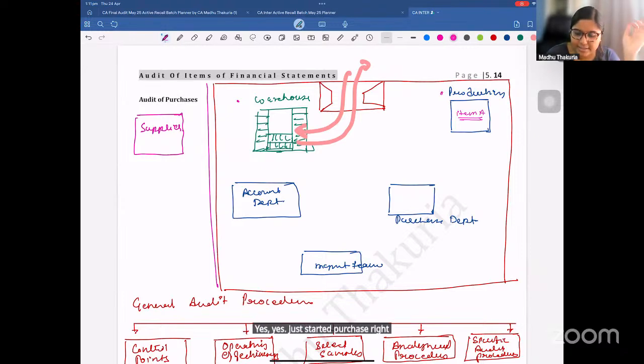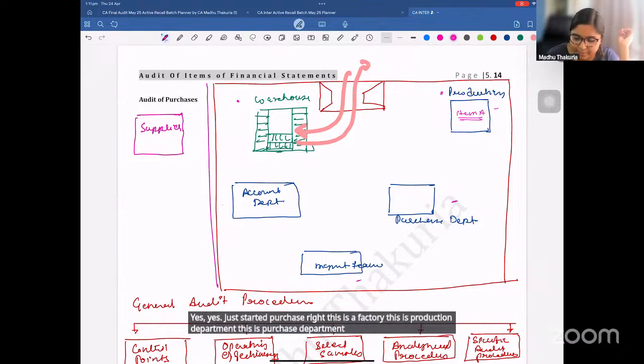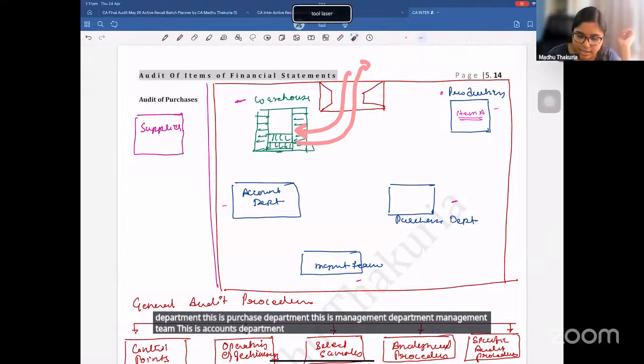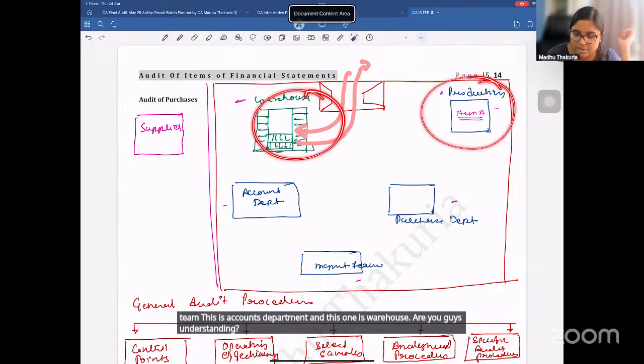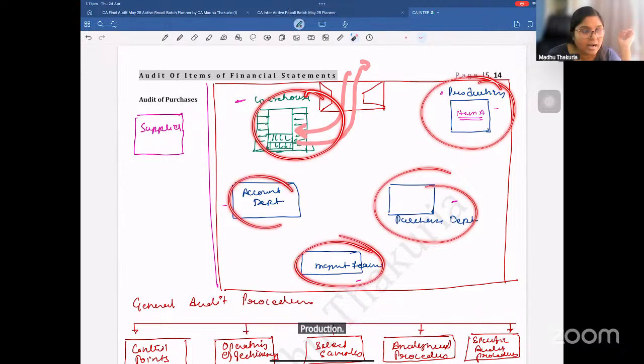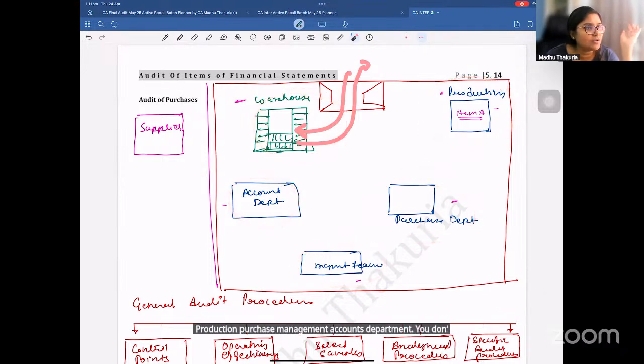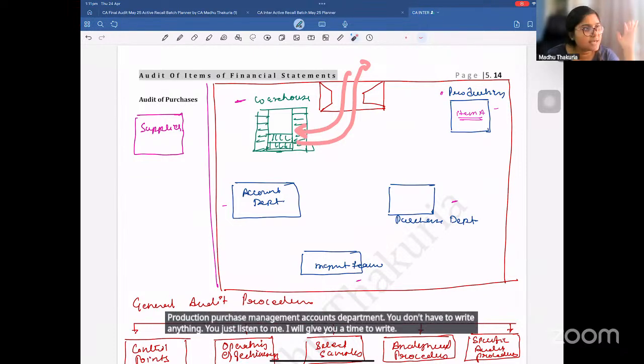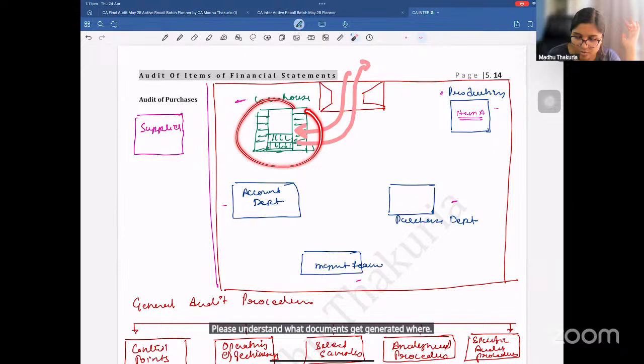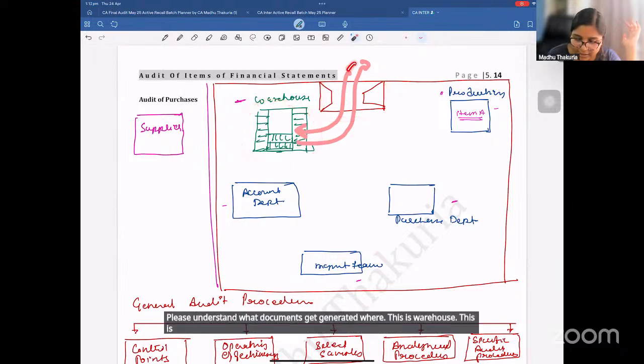This is a factory. This is the production department. This is the purchase department. This is the management team. This is the accounts department, and this one is the warehouse. Are you guys understanding? Production, purchase, management, accounts department. You don't have to write anything. You just listen to me. I will give you time to write. Please understand what documents get generated where. This is the warehouse. This is the gate of the factory. Material comes from the gate directly to the warehouse, and then it goes from the warehouse to the customers, wherever the transporter takes that material.